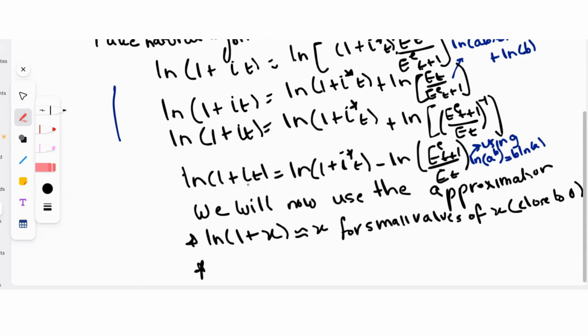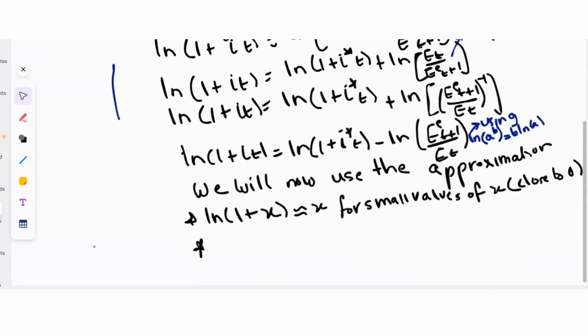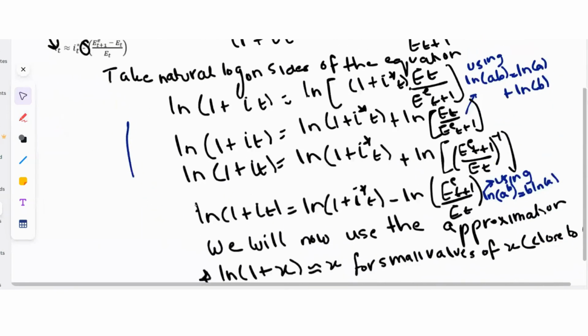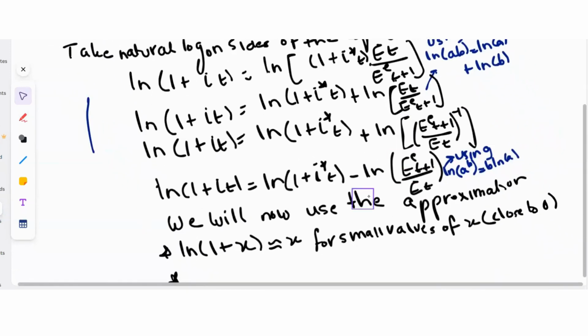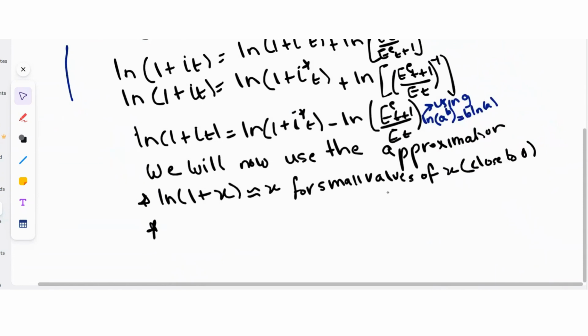ln(1 + i_t) would approximately be i_t for small values of i_t. ln(1 + i*_t) would approximately be i*_t for small values of i*_t. This is becoming closer and closer to this, right? Instead of ln(1 + i_t), we'll write i_t. Instead of ln(1 + i*_t), we'll write i*_t. We still need an approximation for this, right? So this approximation is applying to 1 and 2.